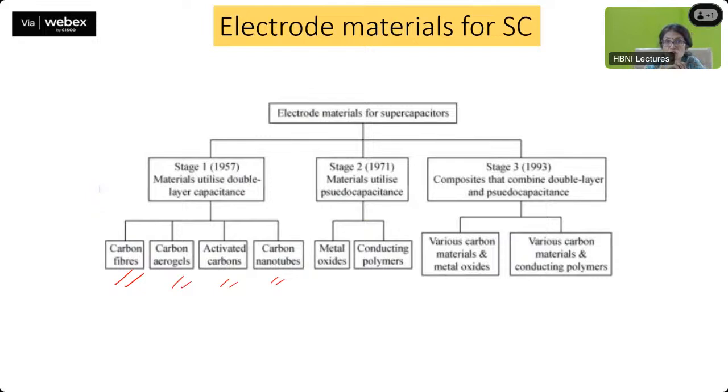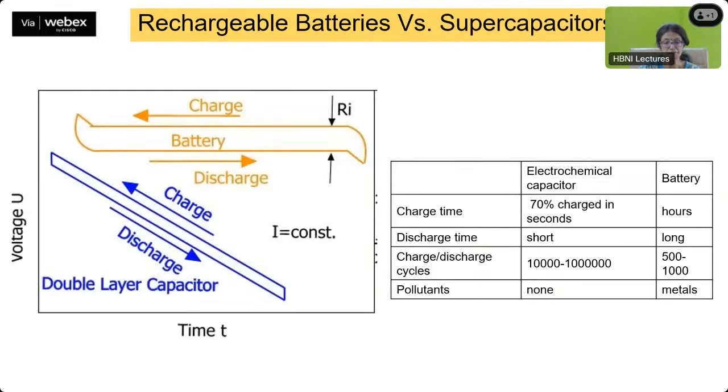From 1971 onwards, which you consider as stage 2, you had metal oxides, which are basically the ones being used for the redox reactions or the Faradaic reactions, and you had conducting polymers. This is from stage 2. Whereas stage 3, which started from 1993 onwards, it's the composites, which combine the good points of the EDLC as well as that of your Faradaic reactions. So you have various carbon materials and metal oxides, and you have various carbon materials and conducting polymers. So this is how the electrode materials for supercapacitors evolved over the years.